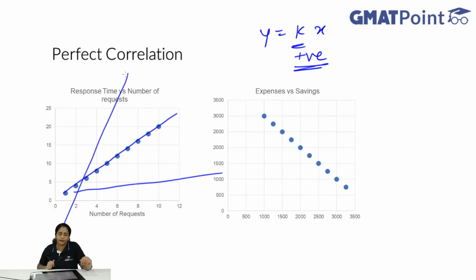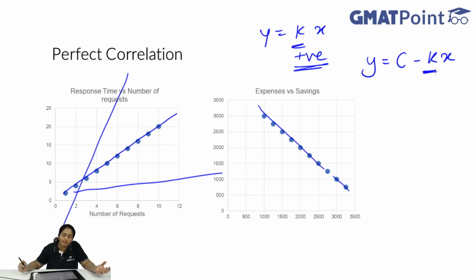What is negative perfect correlation? In negative perfect correlation, you will have a negative relationship between y and x. Rather, what you can say is that y is some constant, say c minus k times x. Here, because k, the coefficient of x when you calculate y, is negative, you say it is a negative correlation. As the value of x increases, you are saying minus k times x, so the value of y keeps decreasing. Some constant value c minus k times x.